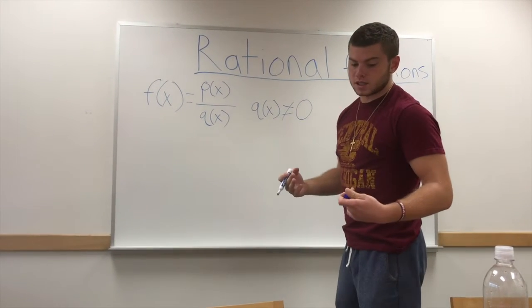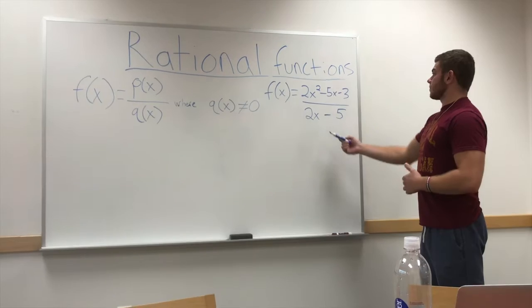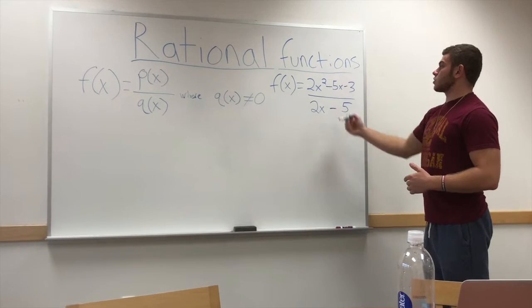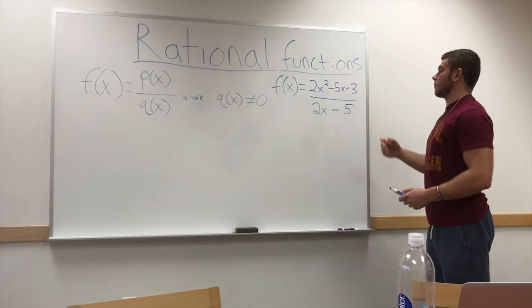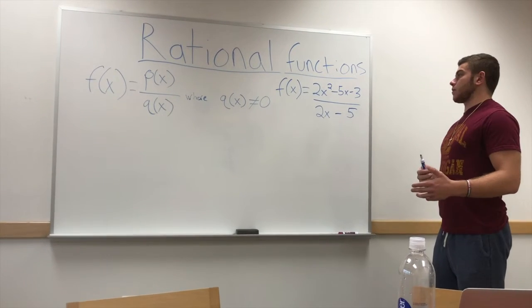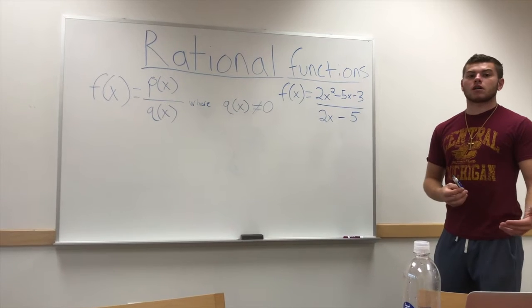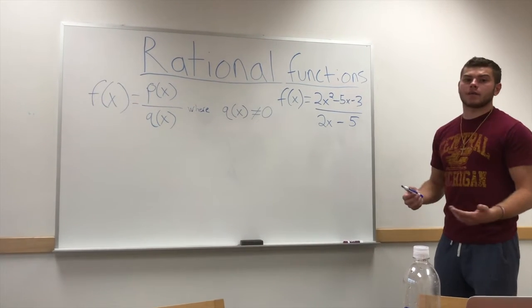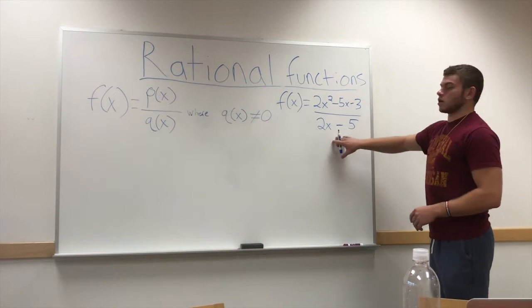So, what does this thing look like with some real numbers? Right here, we have f of x equals 2x squared minus 5x minus 3 over 2x minus 5. Now you might be thinking, where do I start and where am I going to get my numbers? So we're always going to start with the denominator.